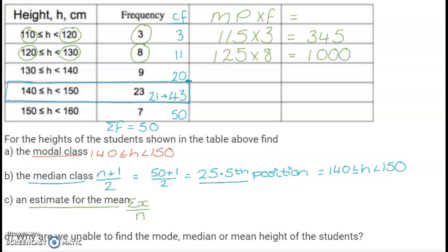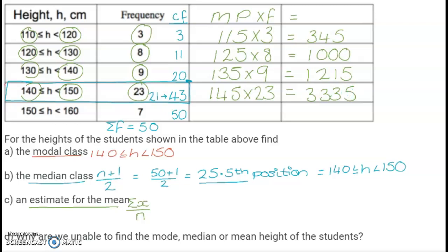As I do this for each category on the list, I'm beginning to get the total value of estimates of all 50 people. This does not tell me the true values because I do not know the heights. I am just estimating using a midpoint. Most of my people are in the 140 to 150 category. So I'm estimating that they are all 145 centimetres. I'm then timesing that by 23 for each person.